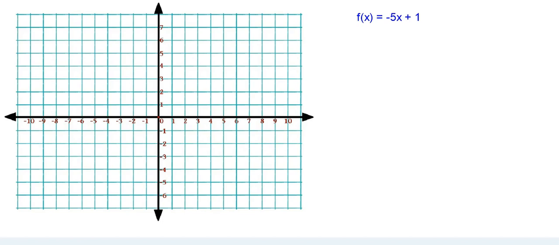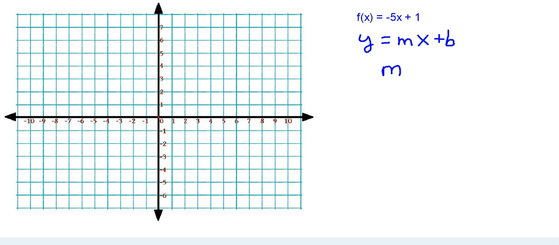Now we're going to draw a line based on the equation. We're going to be using the slope and the y-intercept. The first thing we need to do is make sure our equation is in the slope-intercept form. Slope-intercept form is y equals mx plus b. And in looking at our equation here, we have f of x is equal to negative 5x plus 1. That is in slope-intercept form.